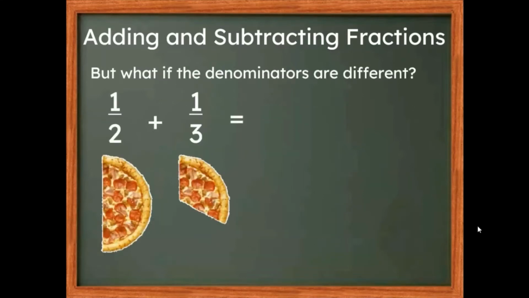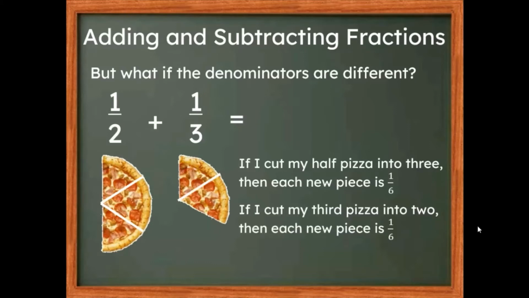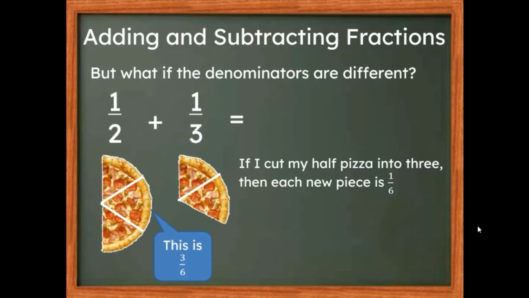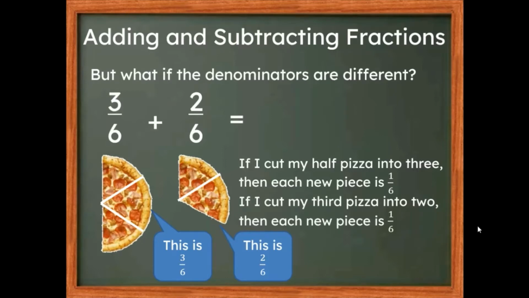So what if the denominators are different? What's a half plus a third? Well, if I cut my half pizza into 3, each new piece is 1/6. And if I cut my third pizza into 2, each new piece is 1/6. So if I can make the denominators the same, this half is 3/6, and this third is 2/6. And now I can add them. 3/6 plus 2/6 is 5/6.